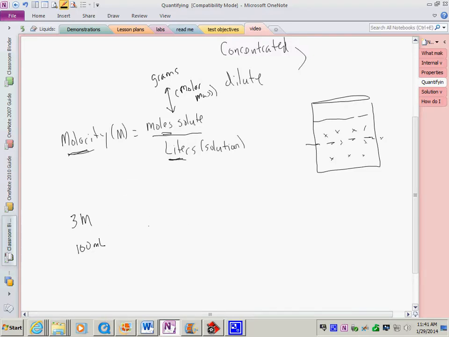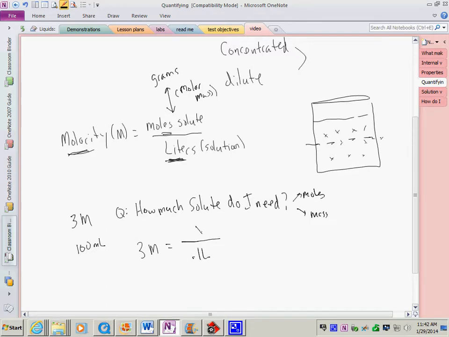So in this case, the question at this point might be how much solute do I need? Okay, that might be in moles, or it might simply be in mass. So in this case, all I would do is simply say, okay, plug in what you know and solve for what you don't know. There's 3 molar, my concentration, and I want to find out my moles. Well, the volume has to be in liters, so that's 0.1 liters, and solve for moles. Multiply over, and x equals 0.3 moles of my solute.